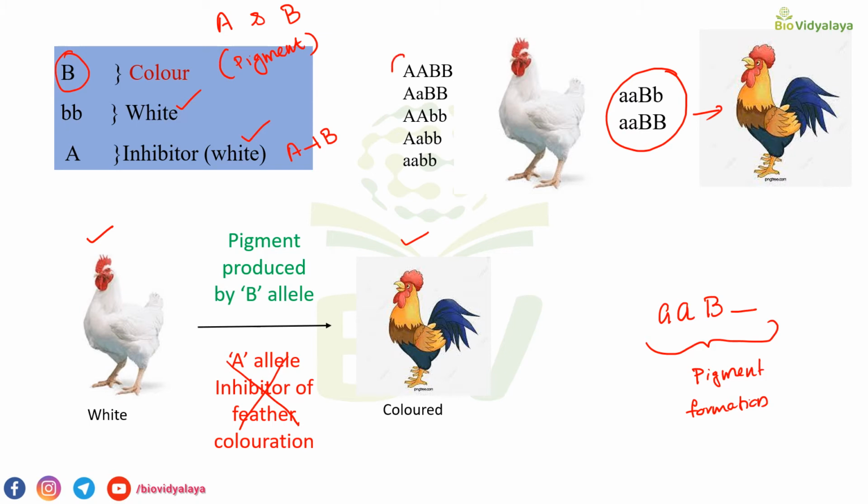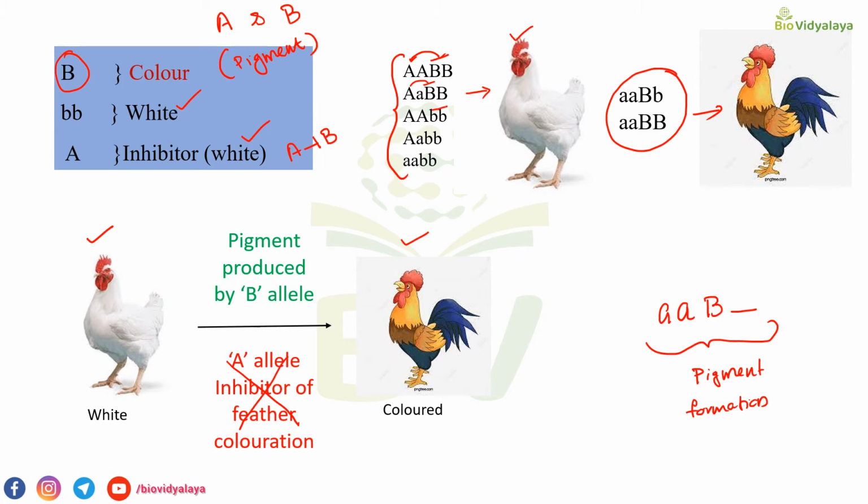Here you can see that both the dominant form of gene A and B are present. So this capital A will inhibit this capital B. That means the dominant form of the gene A can inhibit the dominant form of gene B. So there is no color formation, resulting in white. Here also the dominant form of the gene A can inhibit the dominant form of the gene B. So there is no color formation. So white color chicken.